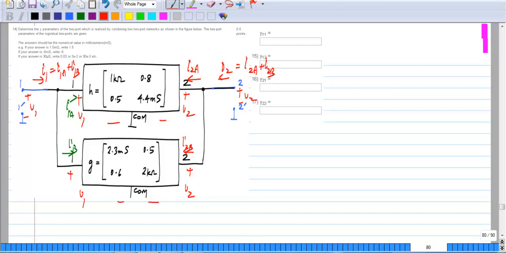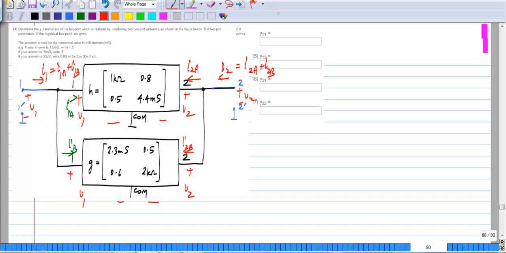And you can see that if you represent both in Y parameter format, I won't show this, but you can easily write that and see the Y parameters of the two networks will add up to give the overall Y parameters. So the easiest way is to convert this H parameter to Y parameters, this G parameters to Y parameters, and move on.